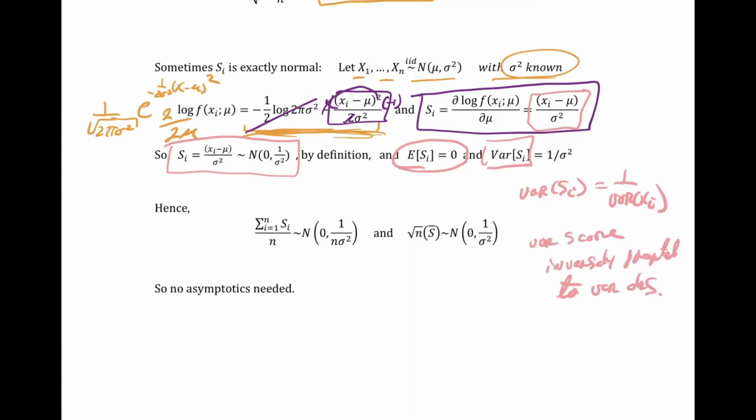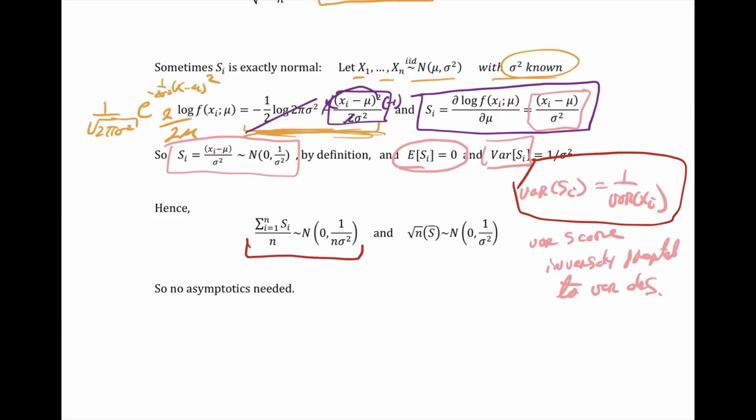And this will be helpful for understanding behavior later on. This little relationship is helpful. That means if you have big observational variance, then the score function has small variance. If you have small observational variance, you get big variance of the score function.